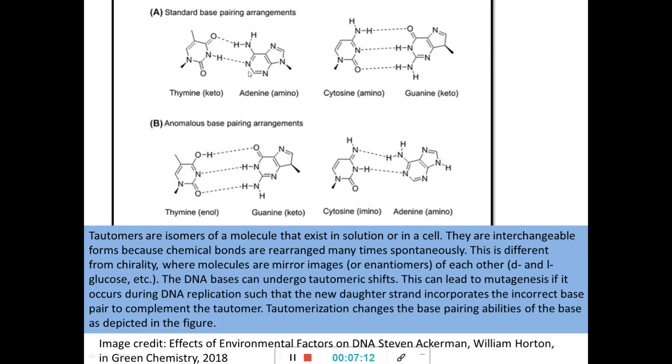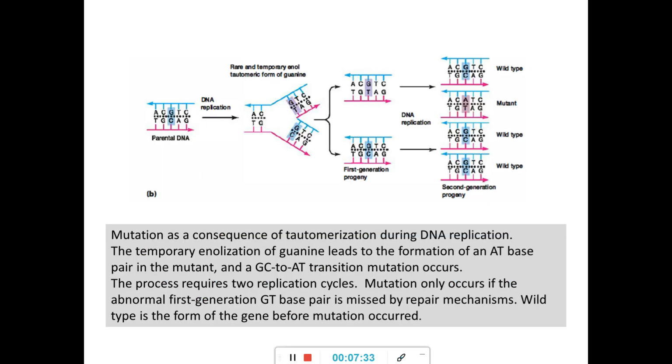I think it's quite evident. So from the normal form, that is the keto and amino form of the bases, they get shifted to the enol as well as the imino form, and those tautomers will have a false base pairing, resulting in a change in the base pairs. Now this is a consequence of mutation as a result of tautomerism. What happens? The temporary enolization of guanine leads to the formation of an AT base pair in the mutant, and a GC to AT transition mutation occurs.